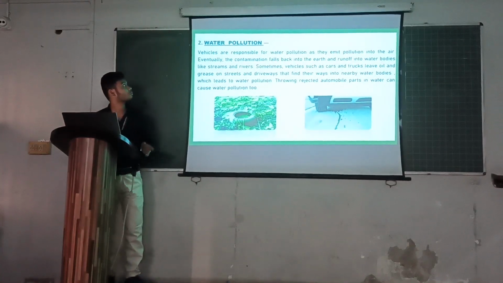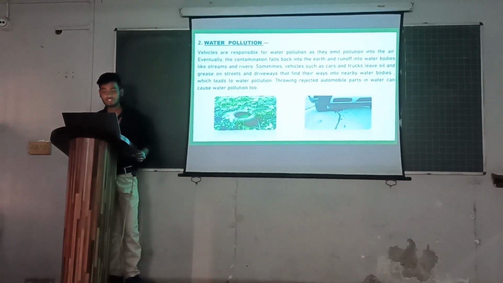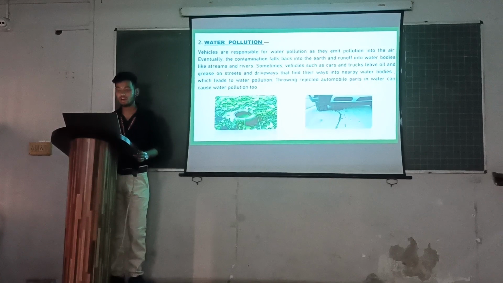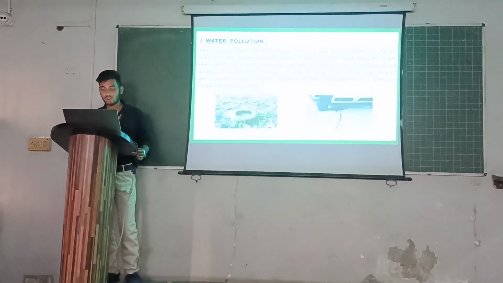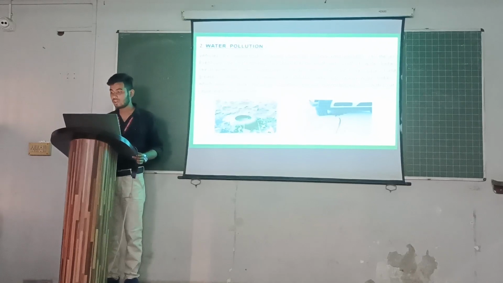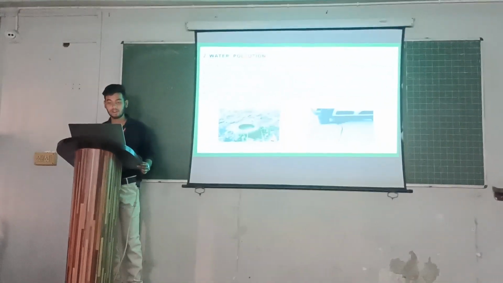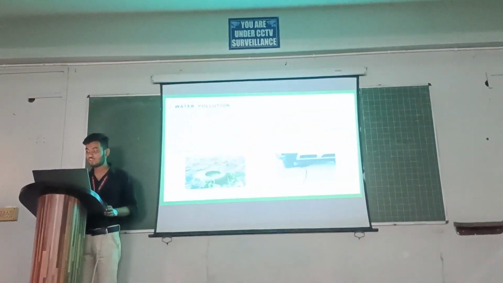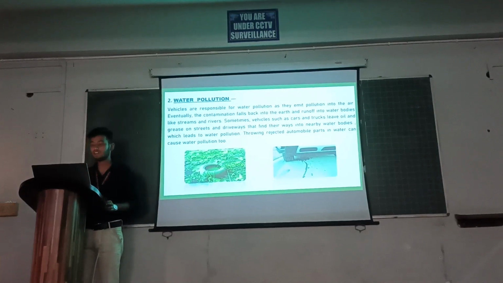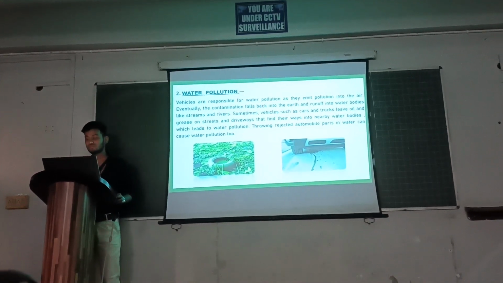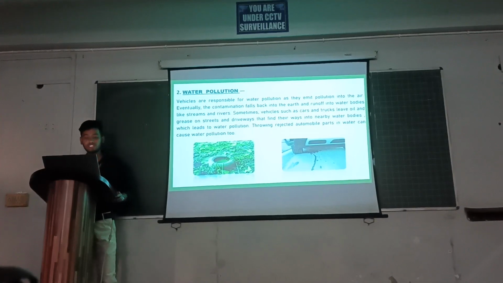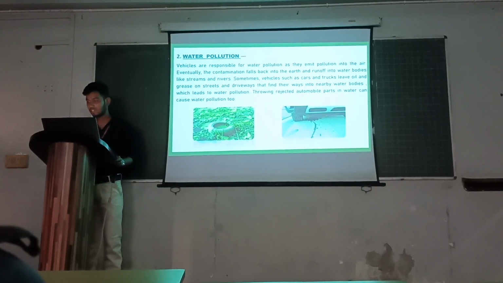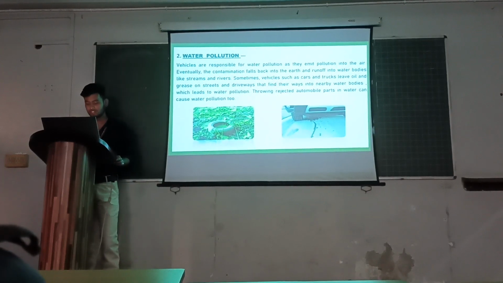Next one is water pollution. Vehicles are responsible for water pollution as they emit pollutants into the air. Eventually, the contamination falls back onto the earth and runs off into water bodies like streams and rivers. Sometimes, vehicles such as cars and trucks leave fuels and gases on streets and driveways that find their way into nearby water bodies, which leads to water pollution. Throwing rejected automobile parts in water can cause water pollution too.